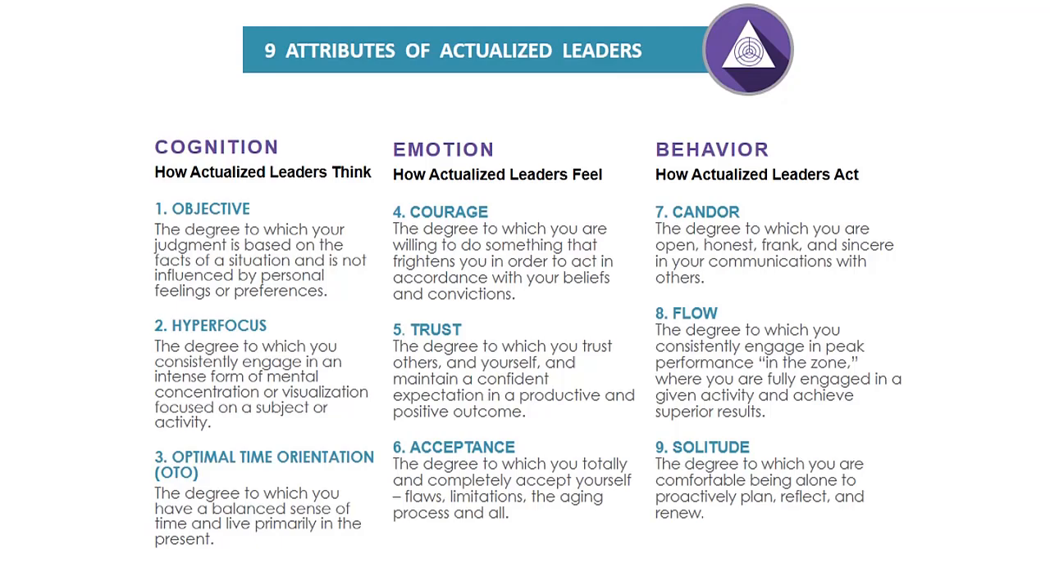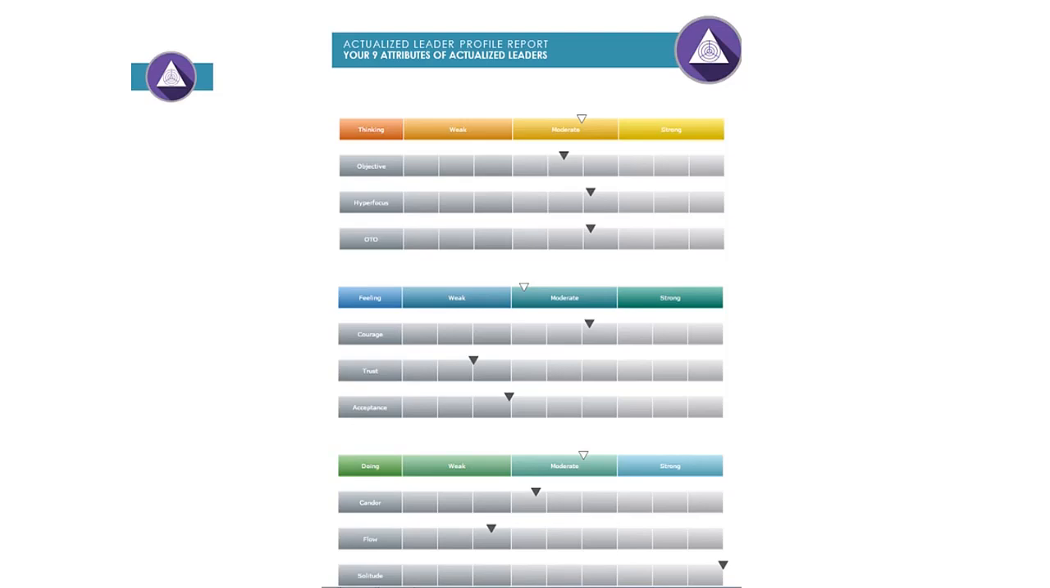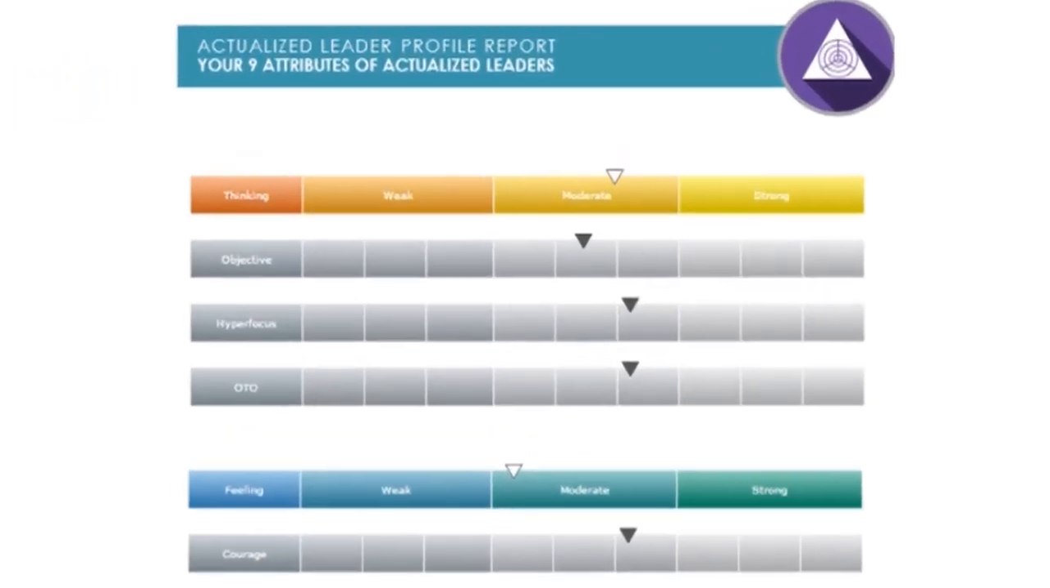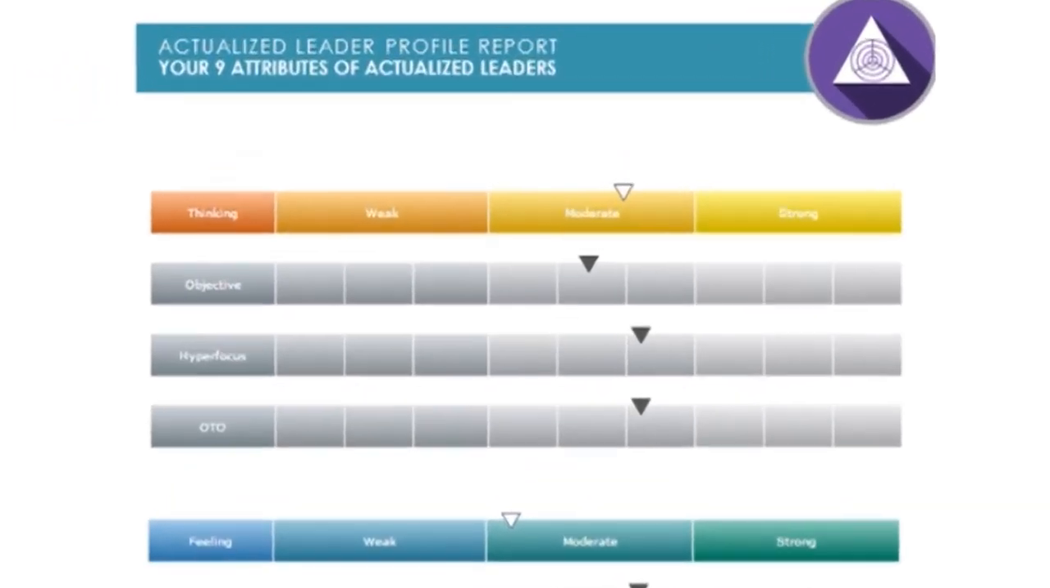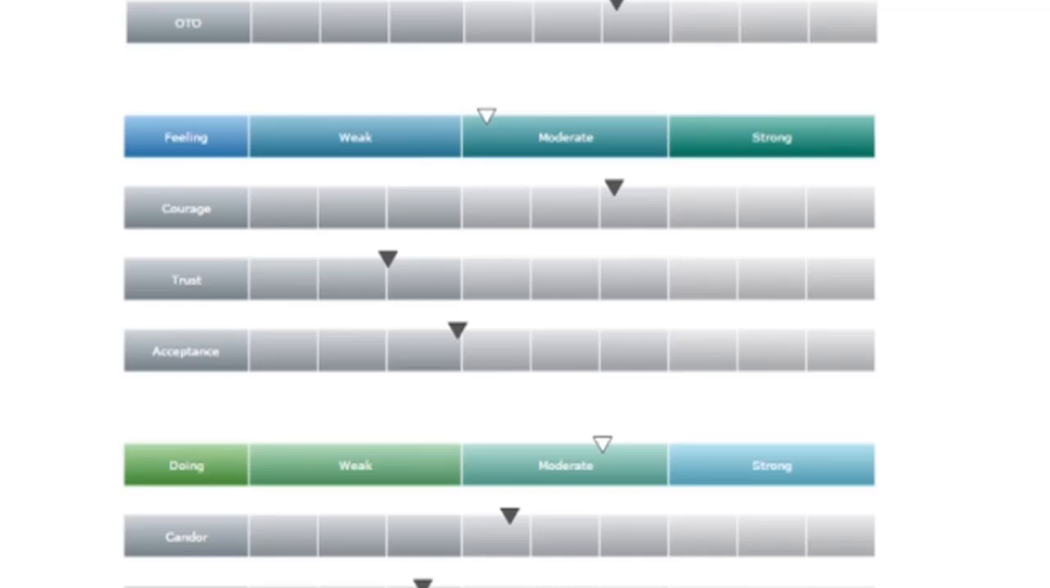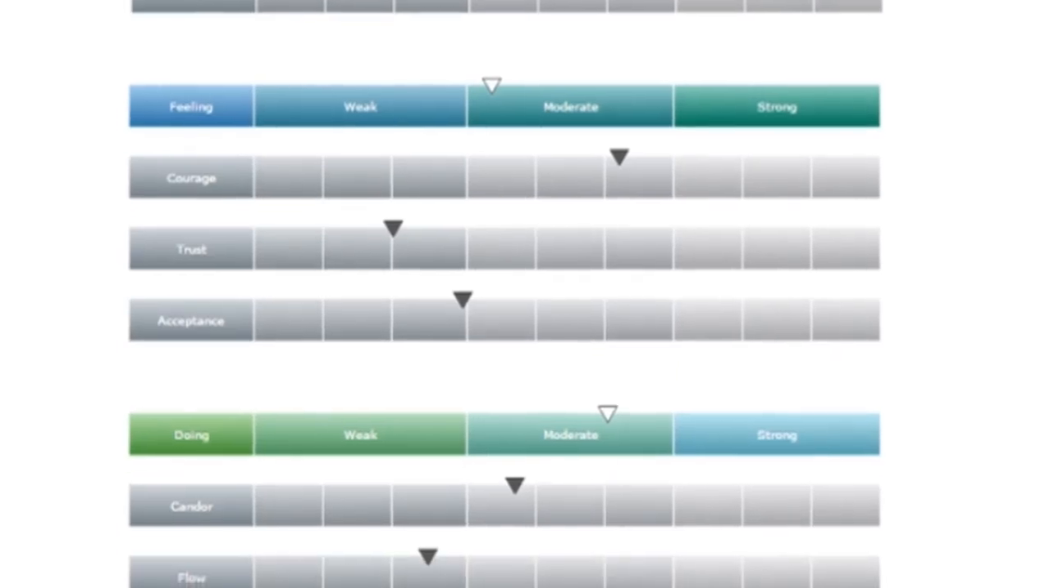These are all defined for you, and if you turn to the next slide or look at the page in your report, you can see that your 9 attributes are scored by domain. So the top 3, you get an overall score in the orange-yellow bar for your overall cognitive score, how actualized leaders think. In the middle, you get an overall score with the blue bar on how actualized leaders feel, with those three attributes beneath. And then at the bottom of the page in the green bar, again, you get an overall score for the behavior or the doing, with those three attributes below that. So the 9 attributes are presented to you in that way.